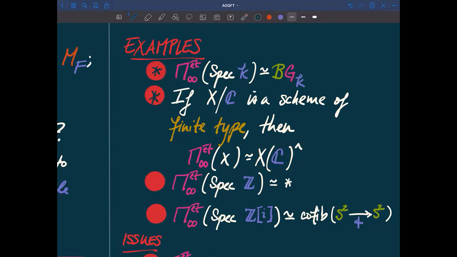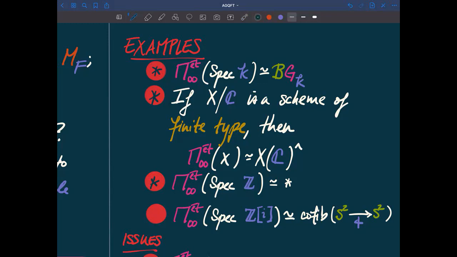Perhaps most interestingly for our purposes is that if I take spec Z and I take its homotopy type, I don't get anything tractable. This is a consequence of the fact that Q doesn't have any unramified extensions. That tells you that the pi1 is trivial. And then arithmetic duality tells you that you don't have many options for what the other homotopy groups can be. Using that in Hurewicz, you end up with a contractible space.